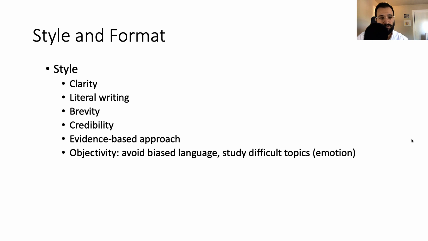And again, the style really leans on objectivity. We want to avoid biased language as much as possible, particularly when we do things like study difficult topics. Like if you're studying emotion, you don't want to speak about it emotionally. You don't want to write about it emotionally. You need to show objectivity in your writing.